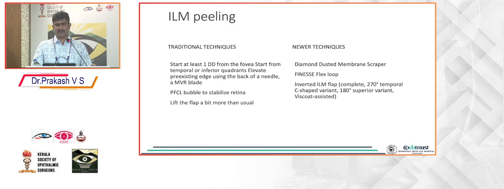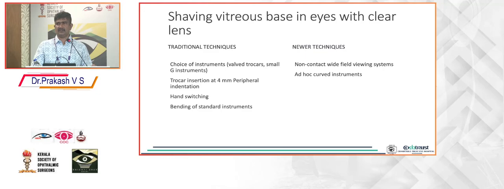So you can use a PFCL to reduce the mobility of the flap. But nowadays, for beginners at least, there are instruments like the Finesse loop which can be used, which are very safe. You can scratch on the retina and raise the flap so that you can easily get access to the ILM. Vitreous shaving again becomes difficult because of the risk of lens touch.